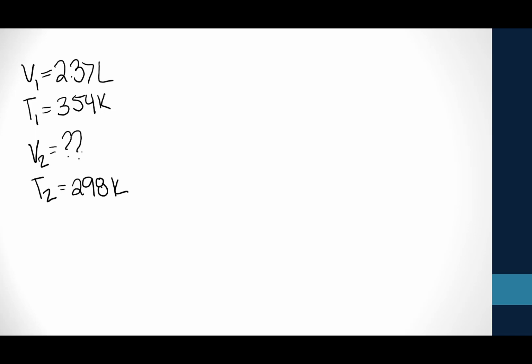All right, now that we have our variables, let's plug them into our equation. So 2.37 divided by 354 Kelvin equals V2 divided by 298 Kelvin. For these, having those fractions is going to make the math just a little bit more difficult, so I want to show you the way that I solve these. It's not the only way, but it's the best way that I have found. To solve these equations, I'm going to cross multiply in order to get rid of the fractions. Cross multiply is exactly what it sounds like. We're going to multiply on the diagonal.